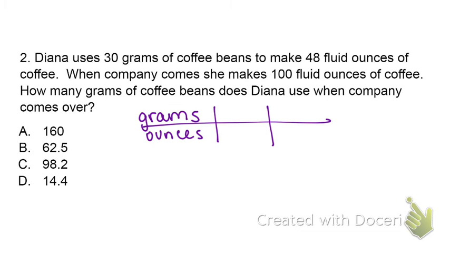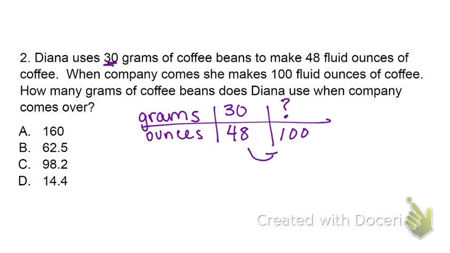All right, problem 2 here, actually by accident, was the same problem that was on last Thursday's homework assignment, but that's okay. It says that Diana uses 30 grams of coffee beans to make 48 fluid ounces of coffee. So when company comes, she makes 100 fluid ounces. Oh, that's not a 40, it's a 48, I'm sorry. When company comes, she makes 100 fluid ounces of coffee. How many grams of coffee beans does she need to use to make that 100 ounces of coffee?